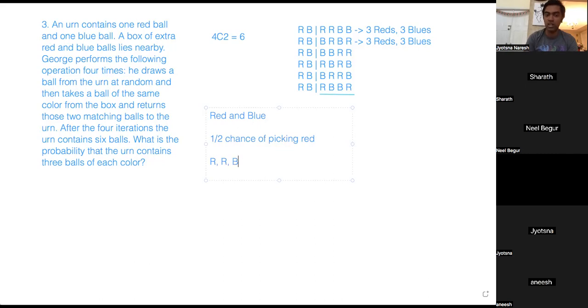It has 2 reds and a blue, right? Because when I pick a red ball, I'm going to return the same ball and 1 more of the same color. So now what's the probability of picking a second red one? This one here. 2/3. Good, 2/3.